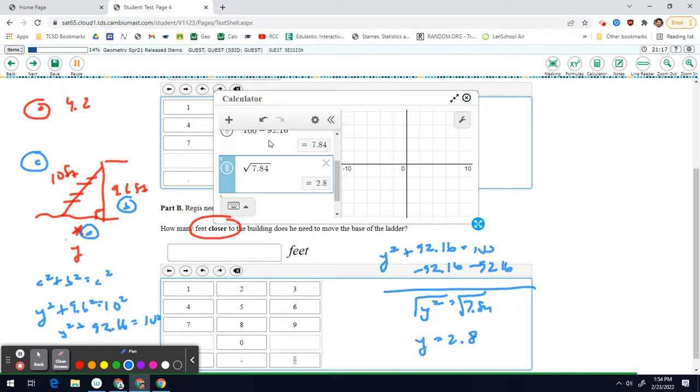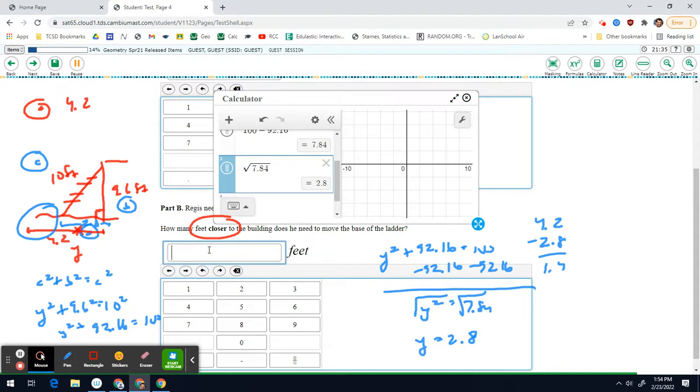So now, instead of being 4.2 from part A, we scooted to a distance of 2.8. So what is the distance that we scooted? Well, you just subtract. 4.2 minus 2.8, and that is 1.4. So you are 1.4 feet closer to the building. Nice, topic 8. I'm sorry I did not say topic 8. Right triangle trigonometry question there.